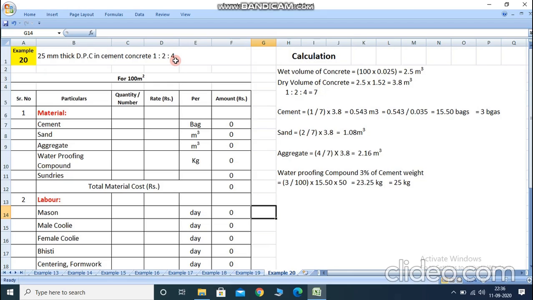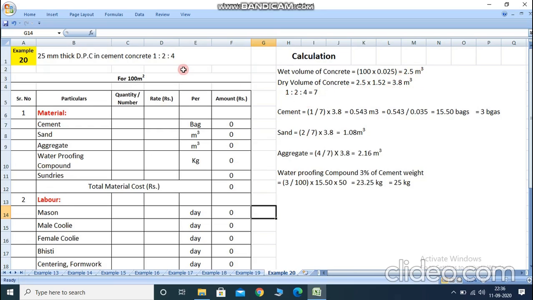So this DPC is calculated for a 100 meter square area. First we calculate the total material quantity required. The volume of the concrete: we calculate for 100 meter square, so we take 100, then the 25 mm thick DPC. 25 mm converted to meter is 0.025. So we got the answer 2.5 meter cube. Now the dry volume of the concrete is equal to 2.5 multiplied by 1.52, which is equal to 3.8 meter cube dry volume of concrete.